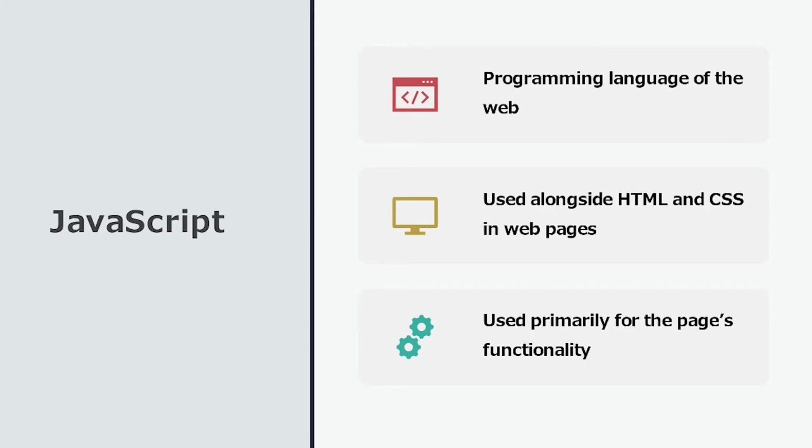Now, what is JavaScript? So JavaScript is the programming language of the web. It's used alongside HTML and CSS in web pages, where HTML is what's called a markup language that kind of dictates how the page is structured, and CSS dictates how the page appears and how that structure is styled. JavaScript is used primarily for the page's functionality, so say if you click a button, that's probably calling some JavaScript to perform whatever action that button is supposed to do.